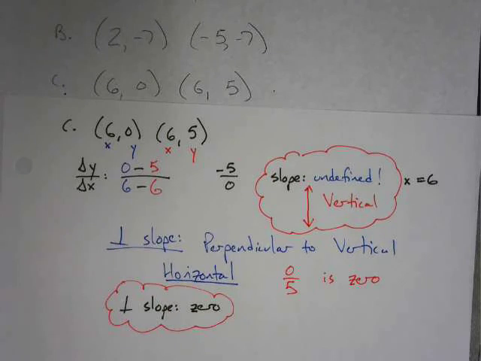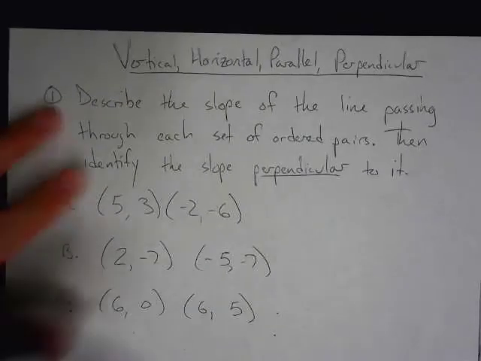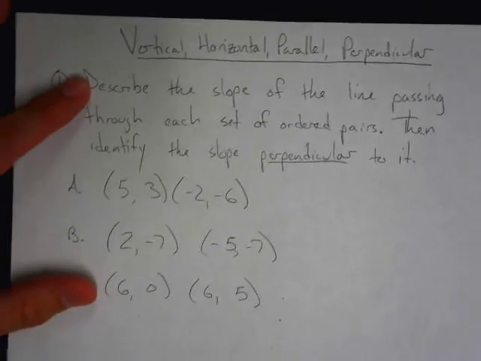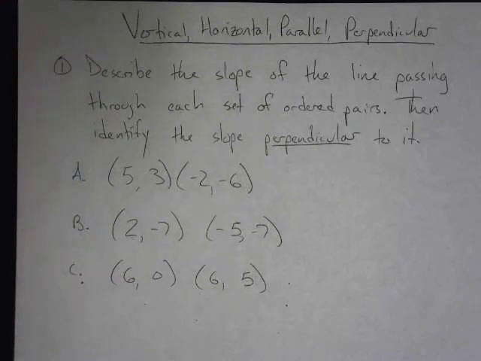Okay, and that's it for this lesson. So we'll remind the question again. We were just simply describing the slope of the line that passed through the ordered pairs, and then identifying slopes perpendicular to it. Okay, so just some basic stuff. We'll get more into it later.